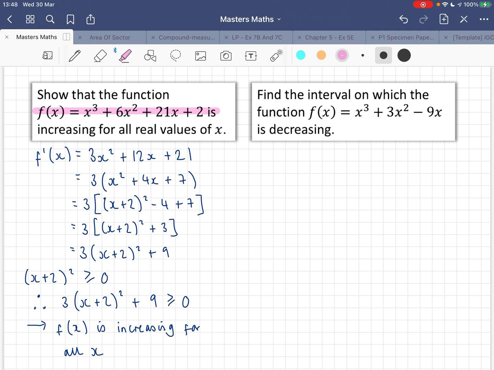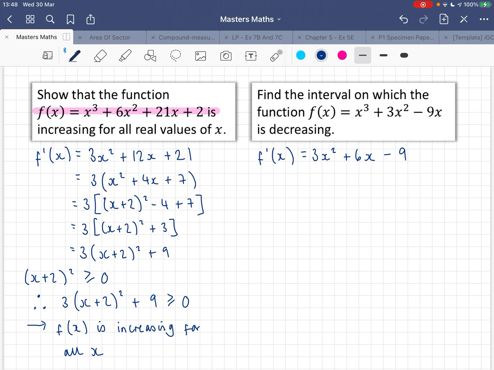The second question is similar, obviously, but slightly different. Find the interval on which the function f of x equals x cubed plus 3x squared minus 9x is decreasing. So again, the first step's the same. We want to differentiate this to get the gradient function, and that would be 3x squared plus 6x minus 9.